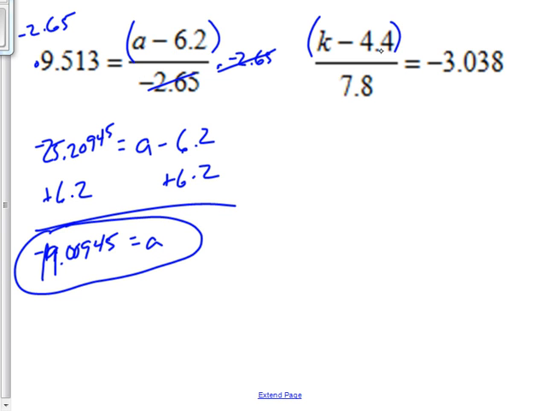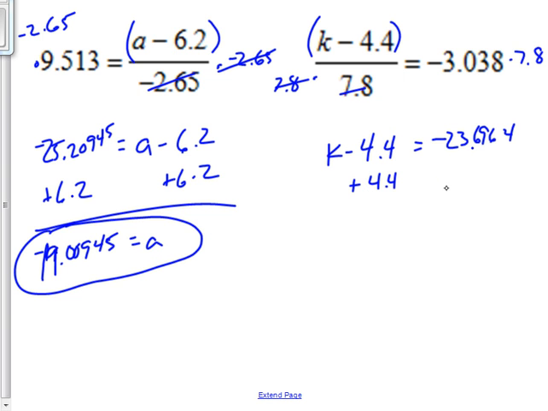All right, let's put parentheses around the top. Let's multiply both left and right by 7.8. All right, so we're going to cross those out, break open our parentheses. K minus 4.4 is equal to, and negative times a positive gives us a negative, so let's go 3.038 times 7.8 gives us a negative 23.6964. All right, then we're going to add 4.4 to both sides.